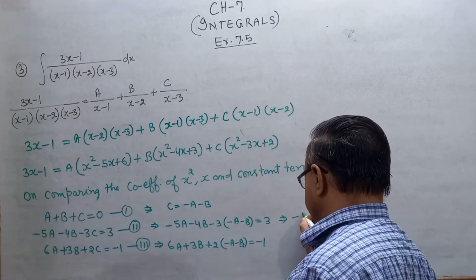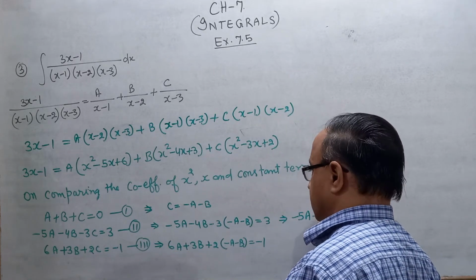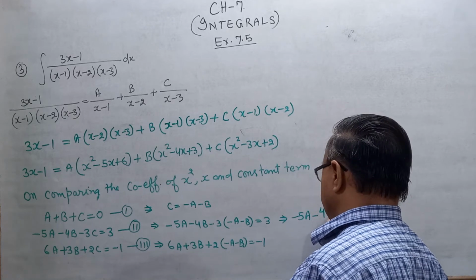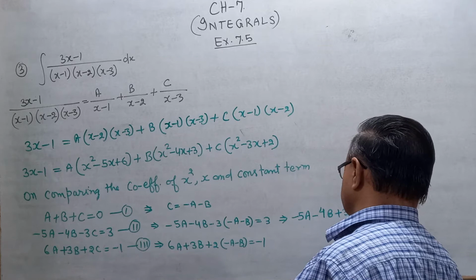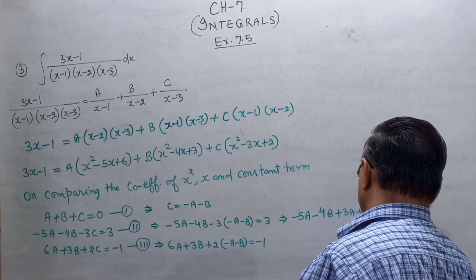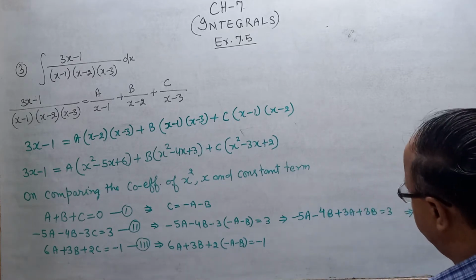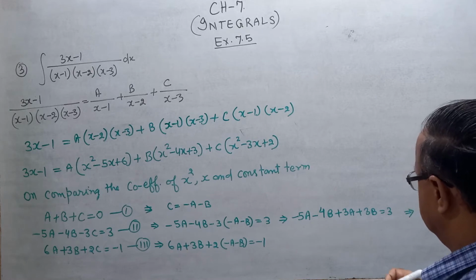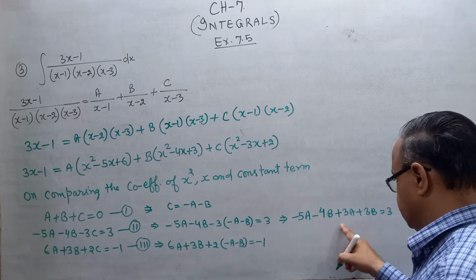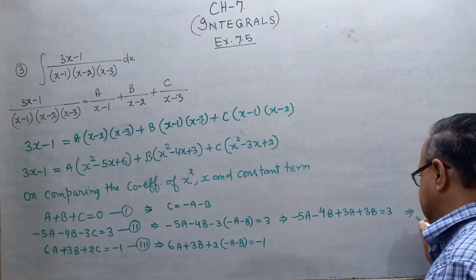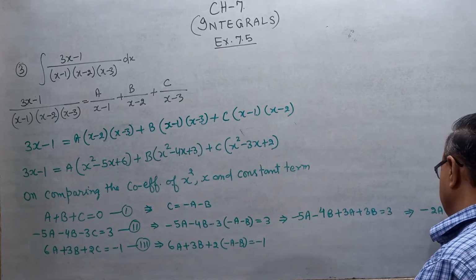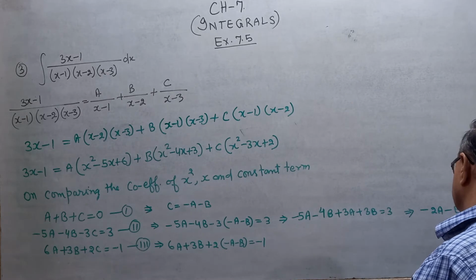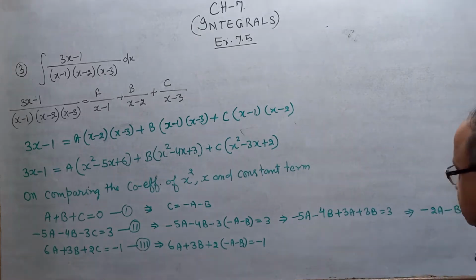Right? When you further simplify this equation, you know that minus 5a minus 4b plus 3a plus 3b is equal to 3. When you simplify, then minus 5a plus 3a is minus 2a, and minus b is equal to 3. This is equation number 4.